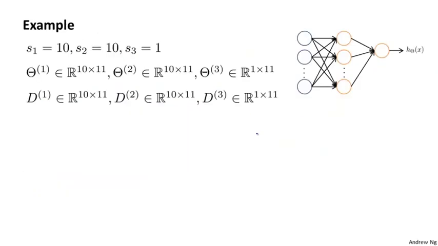Concretely, let's say we have a neural network with one input layer with 10 units, a hidden layer with 10 units, and one output layer with just 1 unit. So s1 is the number of units in layer 1, s2 is the number of units in layer 2, and s3 is the number of units in layer 3. In this case, the dimensions of your matrices theta and D are going to be given by these expressions. So for example, theta 1 is going to be a 10 by 11 matrix, and so on.